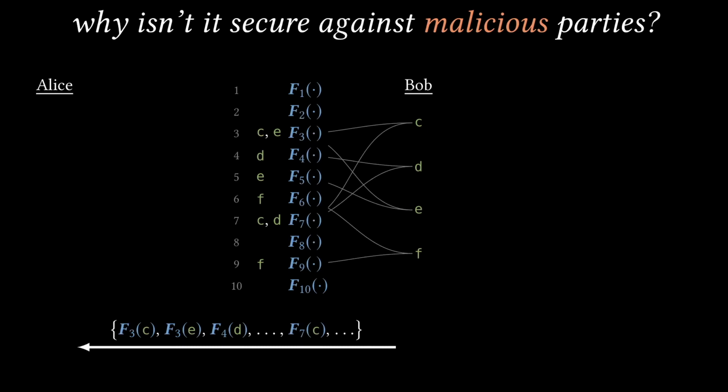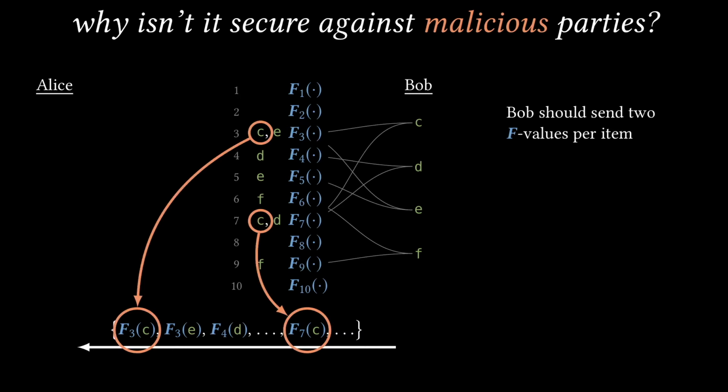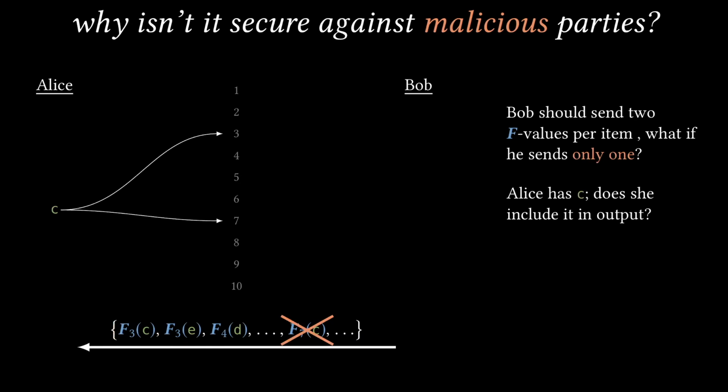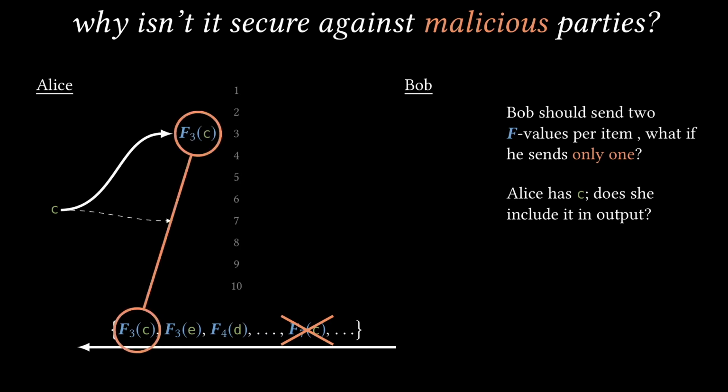This protocol is secure against semi-honest parties, but not malicious, and let's see why. Here's a reminder of what Bob is supposed to do in the KKRT protocol. Specifically, he's supposed to send two PRF outputs for each item. What happens if he sends only one of these two PRF outputs, let's say for item C? Now imagine that Alice has item C, and let's see whether she includes that item C in her PSI output or not. In this example, if she places item C into bin number 3, then she learns F_3 of C. And since Bob is sending F_3 of C, Alice will consider C to be part of the intersection.